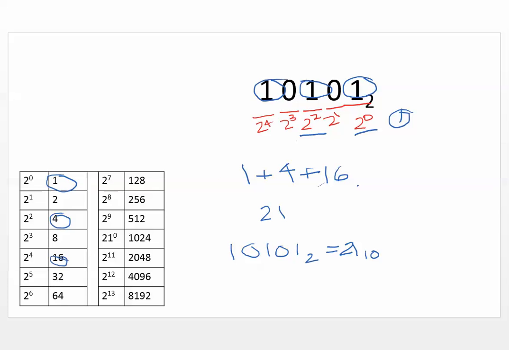I add up the values of all of the digits that are a 1. Those are the ones that are going to contribute to the value of my number. I get the final value, and then I write it out using subscripts to indicate the bases so that someone looking at this would know how to interpret those two values.